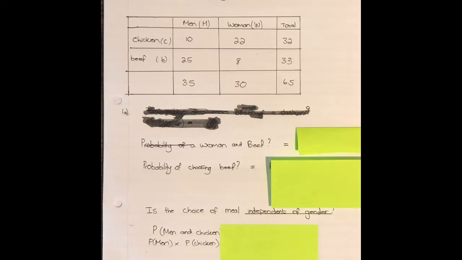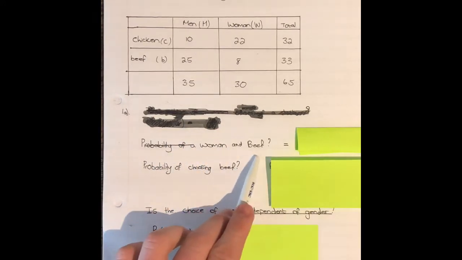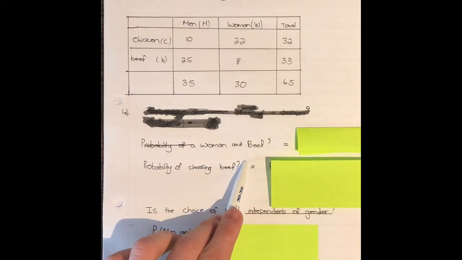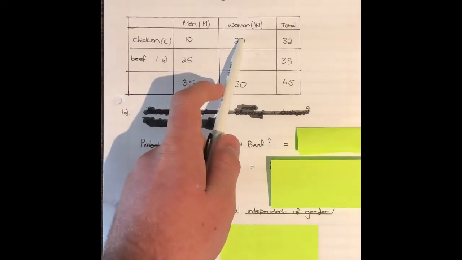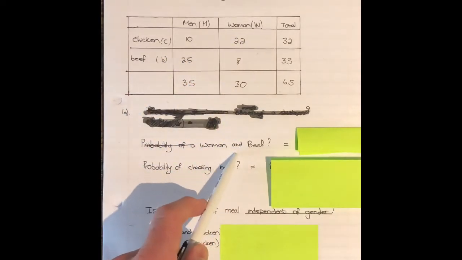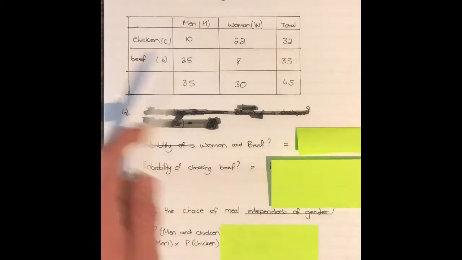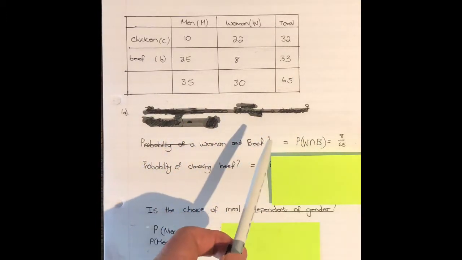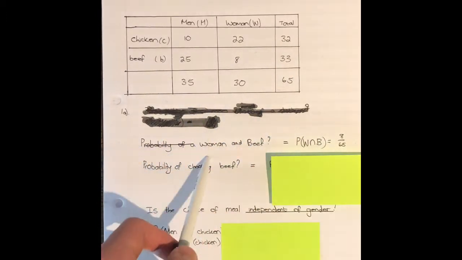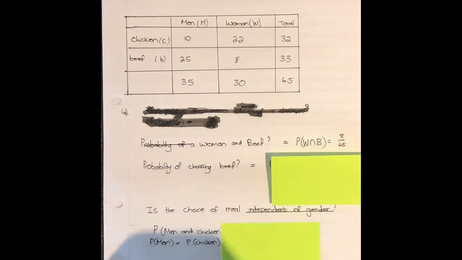Now, remember what I said, that the rules that we learned at the start are important? Well, they are. As you can see, the question says woman and beef, which we know because we learned our rules at the beginning. It is the probability of A, which we could say woman, and the intersection, which is and beef. Now we write it out like so, and we answer it like so. Probability of woman intersection beef is equal to 8/65.